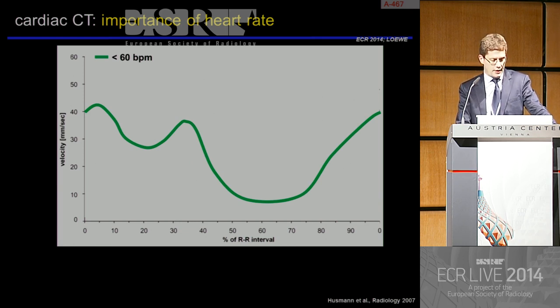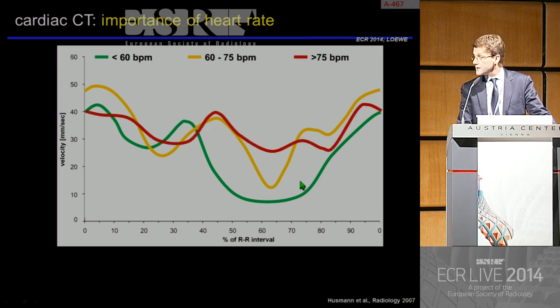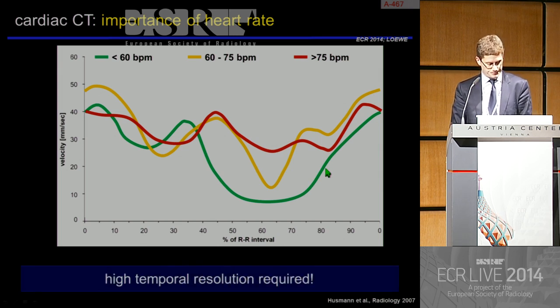This is an example for a heart rate below 60 beats per minute, and you can see you have a really long plateau phase in the mid-diastole, so there is enough time to image the coronary arteries without getting any artifacts. But if the heart rate increases up to 75, for example, you can see that this plateau phase, or rest phase, in the mid-diastole becomes shorter and at an even higher level of movement. And if the heart rate is above 75, you can see that this rest phase is more or less getting lost, just to demonstrate how important it is to lower the heart rate and to have a really good temporal resolution.